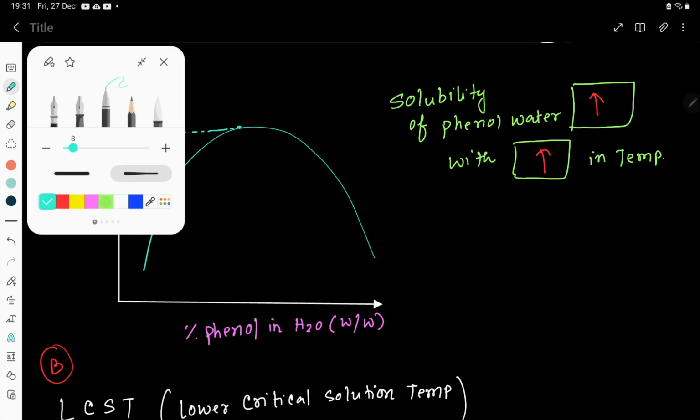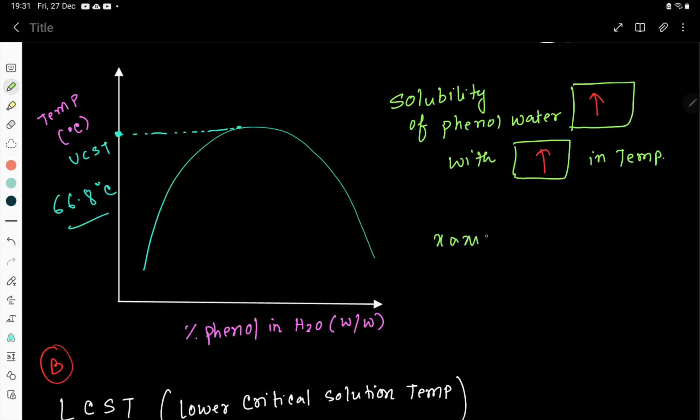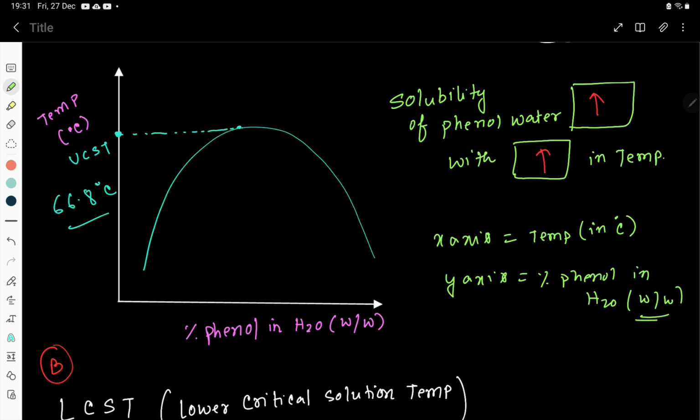Here I am also writing this. In the x-axis I have taken temperature in degree Celsius, y-axis I have taken percentage phenol in water, W by W. You can see when we heat this liquid, the solubility of phenol water will increase, and after reaching the temperature of 66.8 degrees Celsius, that is the upper critical solution temperature, if we further heat it, we will see the solution becomes miscible.